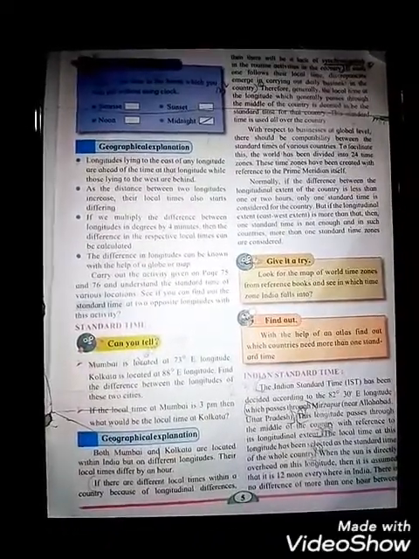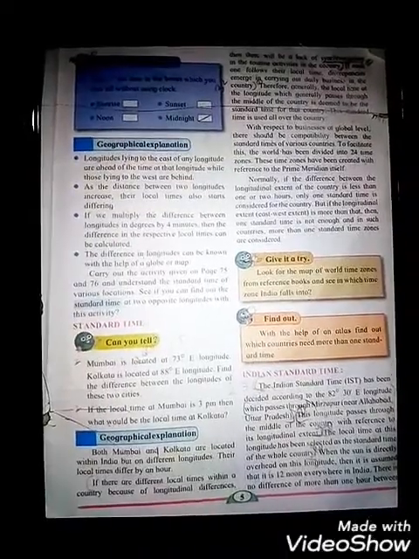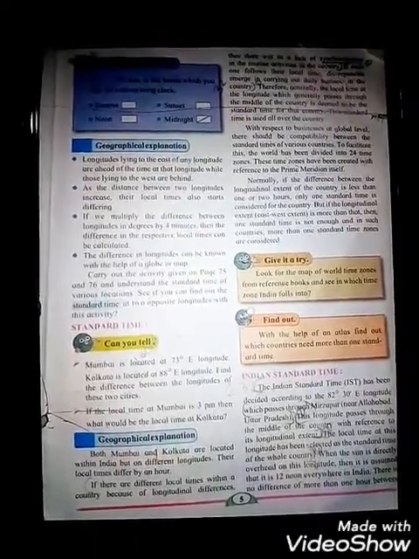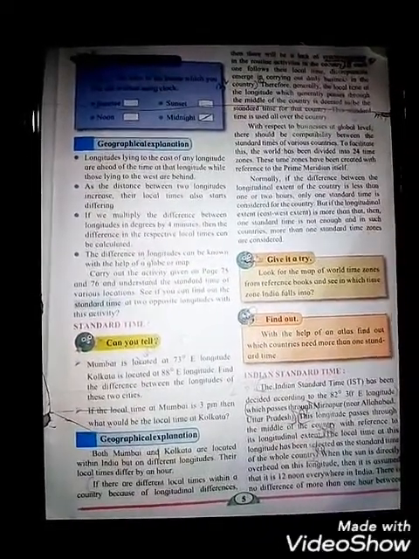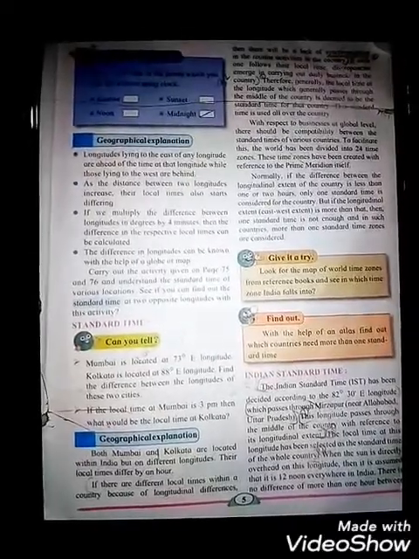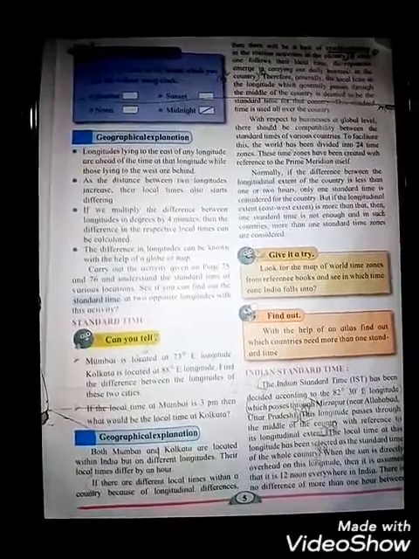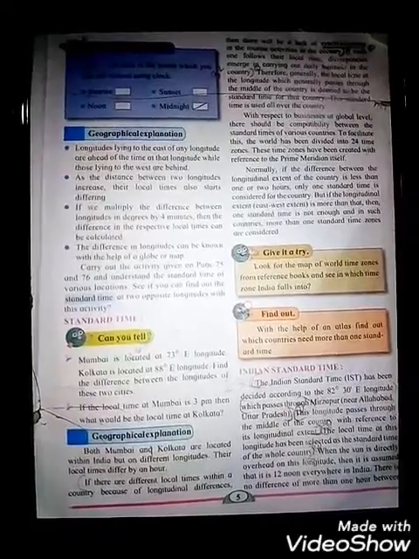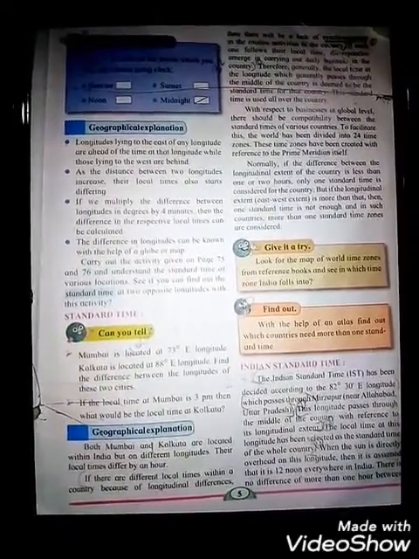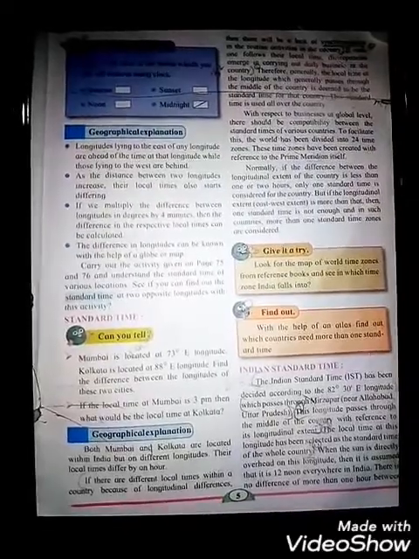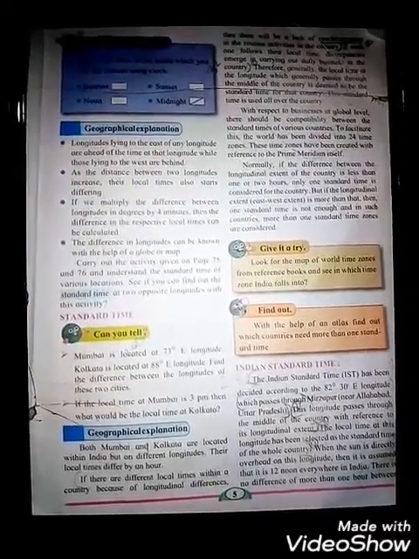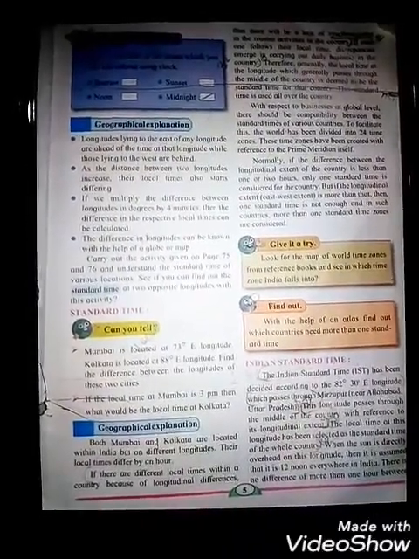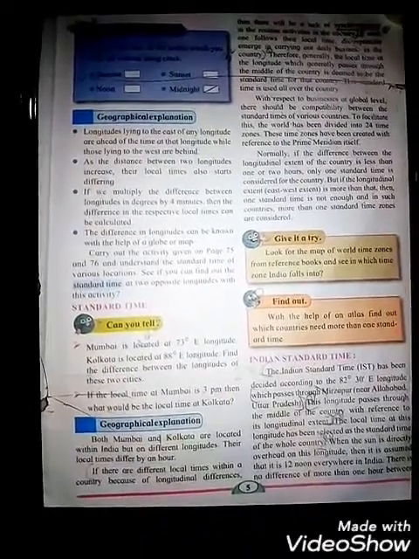The difference in longitude can be known with the help of a globe or map. See in your map, it is given clearly, the place and the time of 12 hours also. If you see the map or globe, you can understand it properly. Carry out the activity given on pages 75 and 76 and understand the standard time of various locations. See if you can find out the standard time at two opposite longitudes with this activity. See the standard time.